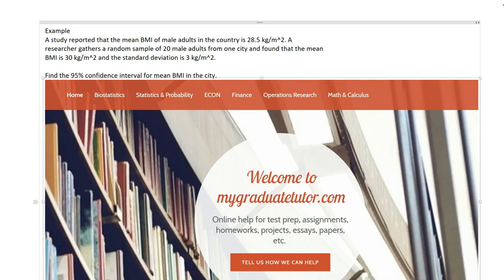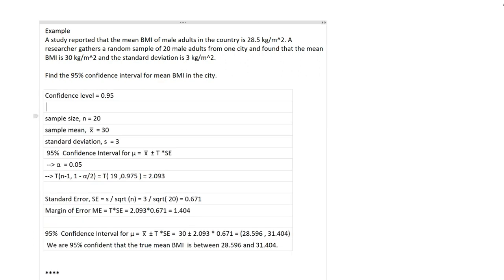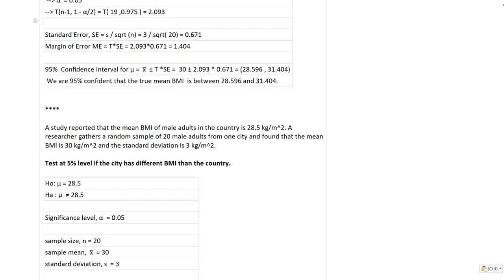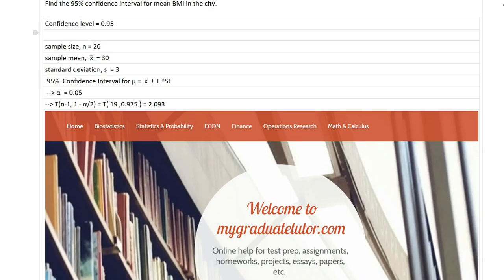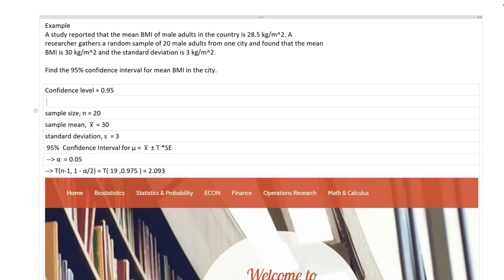So to get the confidence interval, we say here that the confidence level is 0.95, which means that alpha is 5%. Here n is 20, x bar is 30, and the standard deviation is 3. This information comes from the sample, right? So the 95% confidence interval for the parameter mu is given by x bar plus or minus t times SE.